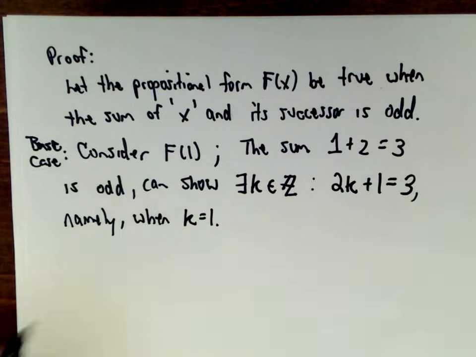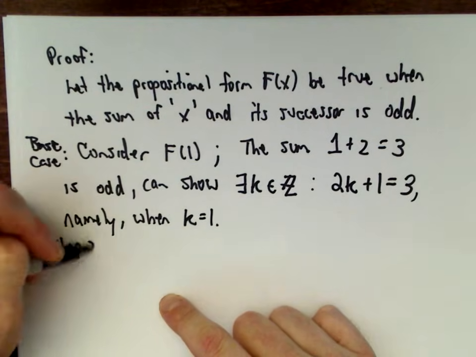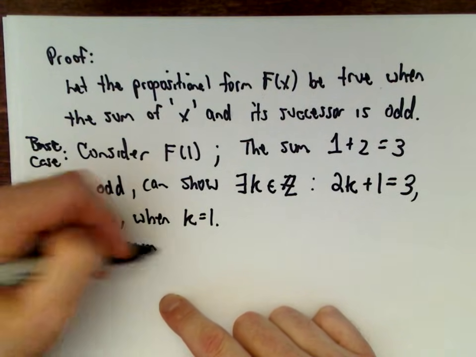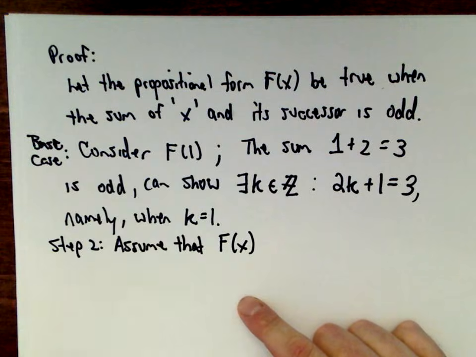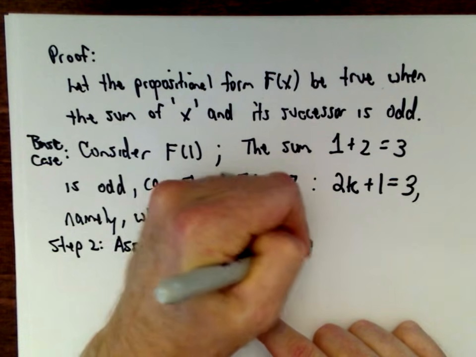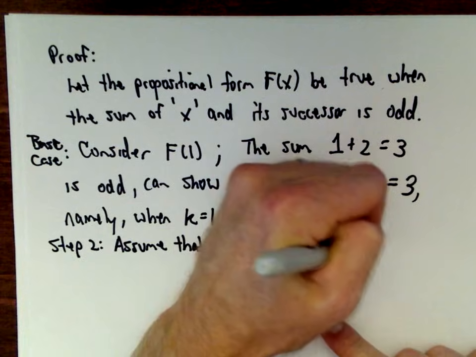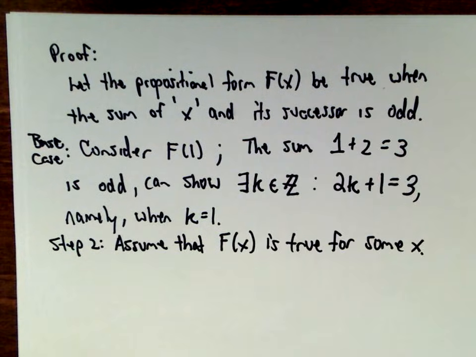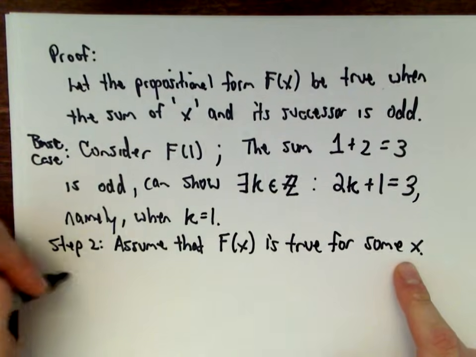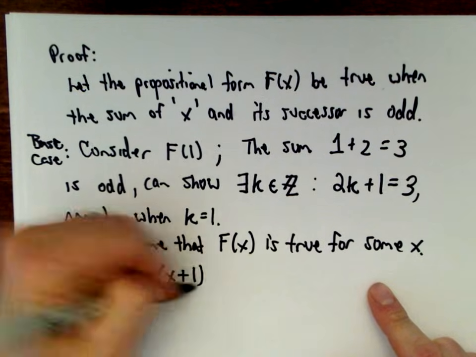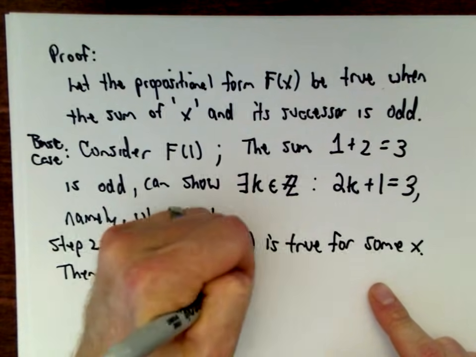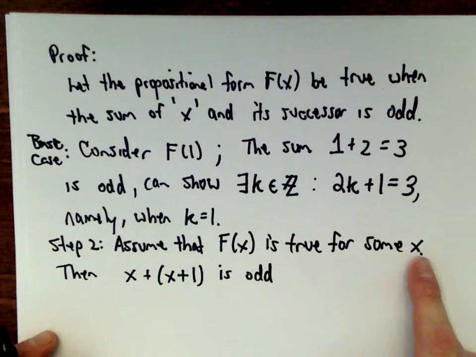Okay, so now our step 2. Now let's assume that f of x is true for some value of x. Now we're going into the realm of generality. If it's true for some x, we know that x plus its successor, which would be x plus 1, is odd because we're assuming that to be true. So x plus its successor is odd.